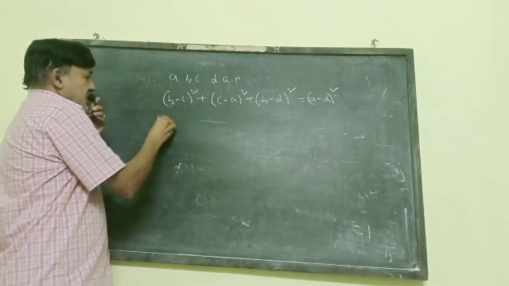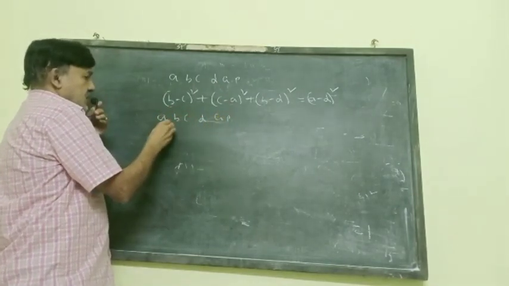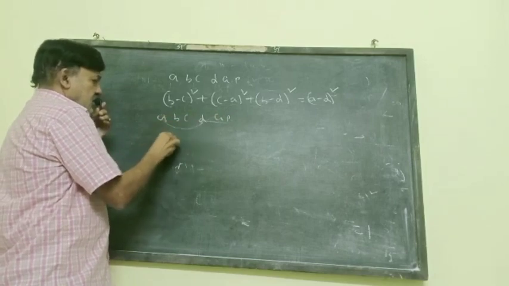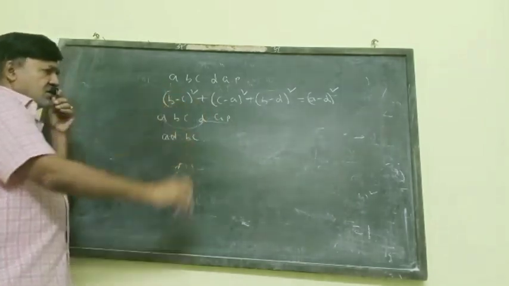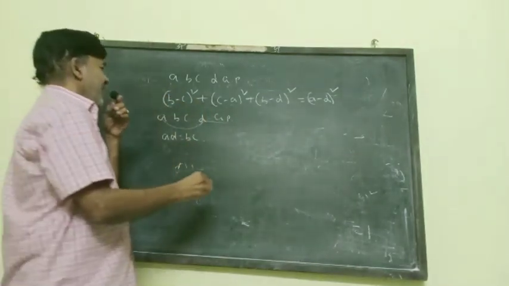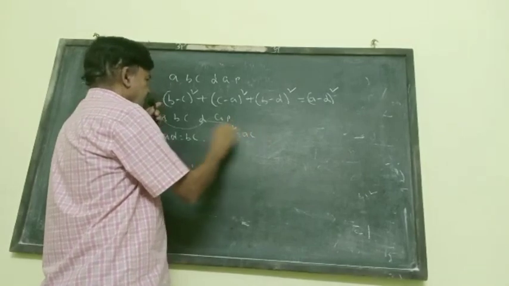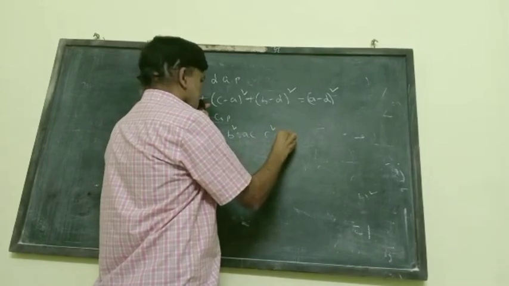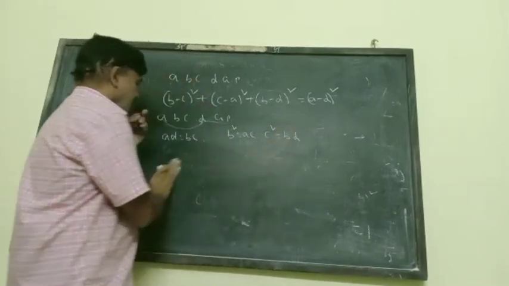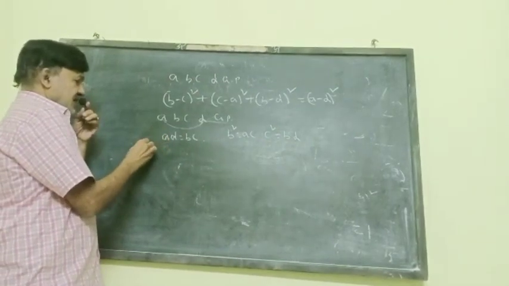See, A, B, C, D are in GP means you can have one more condition like this: AD is equal to BC, this into this is this into this. And also B square is equal to AC, C square is equal to BD. These are the conditions. You take LHS.